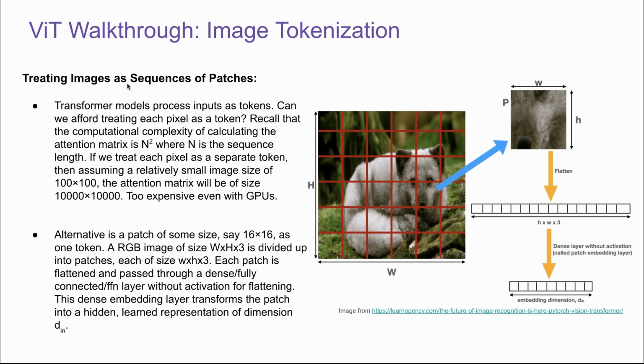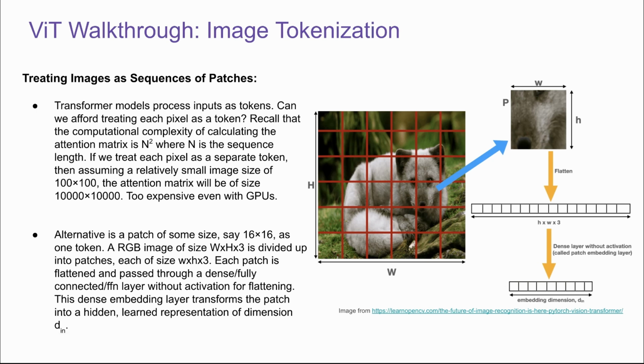It is treating images as a sequence of patches. If you have gone through my transformer deep dive, or if you have some basic knowledge of text-based transformers, you should know transformer models process inputs as tokens. Can we afford treating each pixel as a token when we use transformers on imagery? Recall that the computational complexity of calculating the attention matrix is n squared, where n is the sequence length. If we treat each pixel as a separate token, then assuming a very small image size of 100 by 100, the attention matrix will be of size 10,000 by 10,000. This is too expensive even for GPUs.